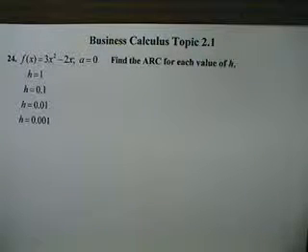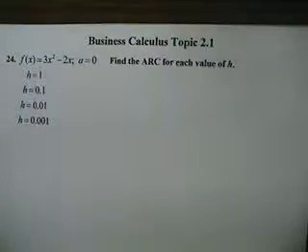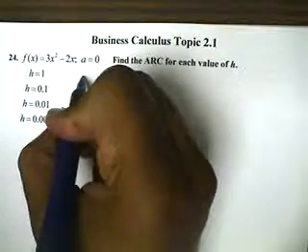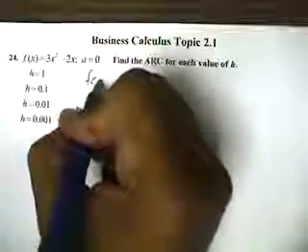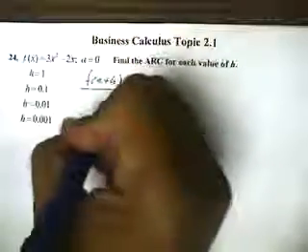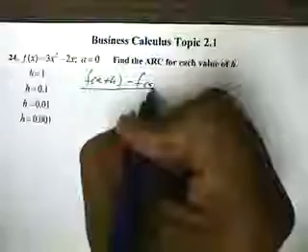Business Calc, topic 2.1, problem number 24. We're trying to find the average rate of change for each value of h for this function here. Using the a and h form for ARC, we will use this formula right here: f of a plus h, minus f of a, all divided by h. This will give us our average rate of change.